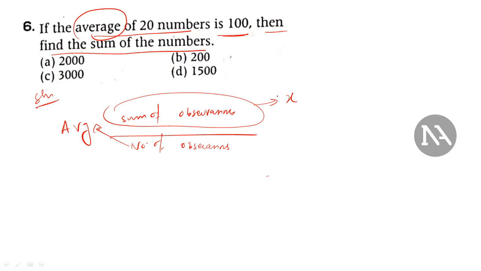This is the unknown. We need to find out the sum of observations. So I will substitute: the average of 20 numbers is 100, that is equal to x divided by 20. This is what we need, the sum of observations, and the number of observations is 20. We are finding the average for 20 numbers, so the denominator is 20. So to find the unknown x, I will take the 20 to this side, so x is equal to 100 into 20, so it is 2000. So the final answer is 2000.